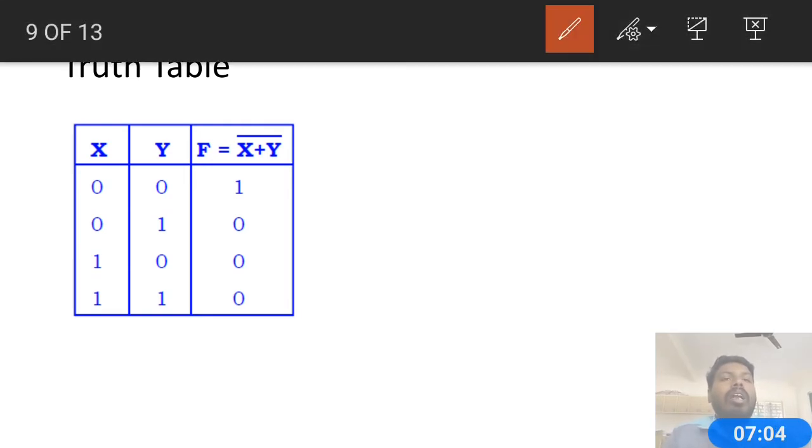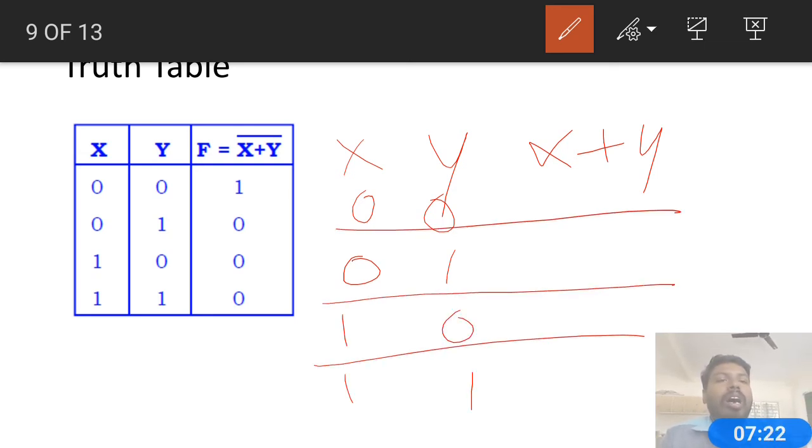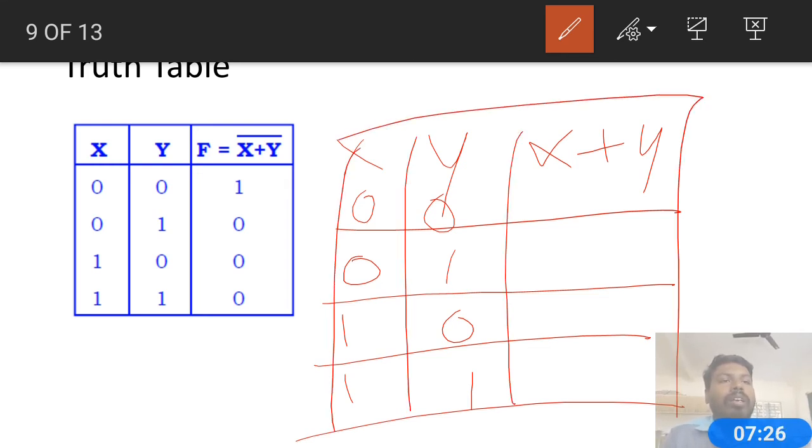Dear students, now we are going to see the first OR truth table. You can see x, y, x plus y: 0 0 0, 0 1 1, 1 0 1, 1 1 1. In this OR logic, we already know that if any input is 1, then the output will be 1.